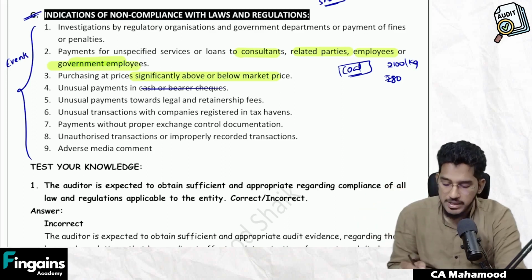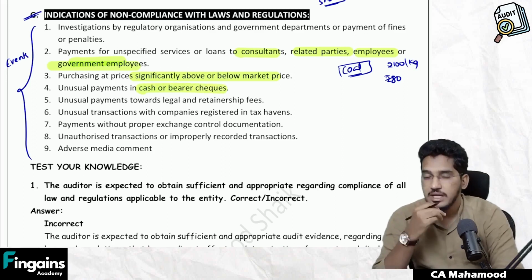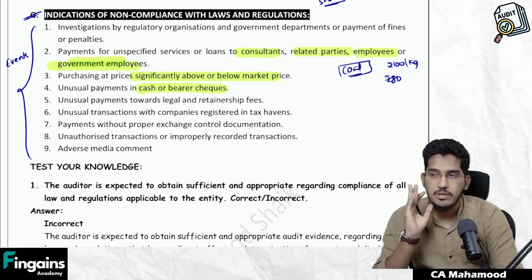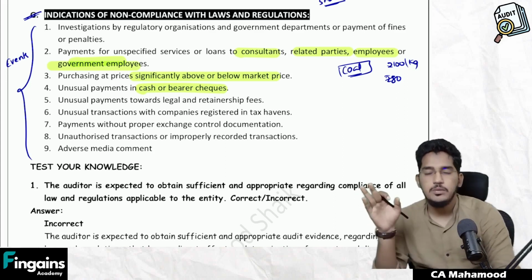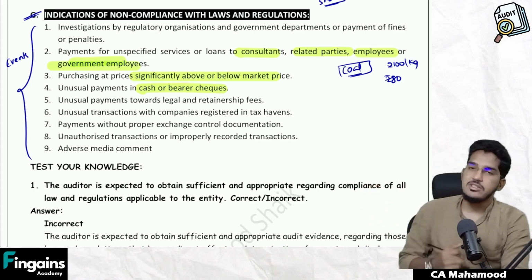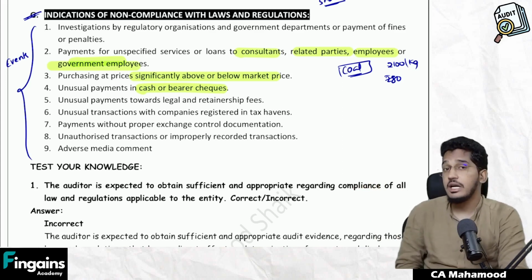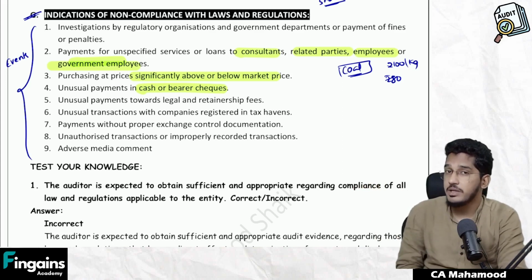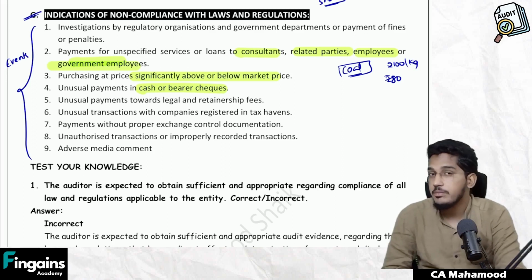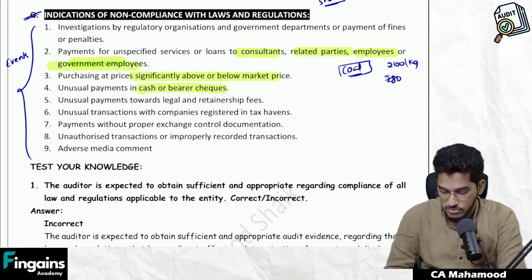Unusual payments in cash or bearer checks. You are able to find huge amount of cash payments, huge amount of bearer checks. For example, if you are making more than 10,000 rupees of cash payment, Income Tax Act will disallow that payment, will disallow that expense. And generally, to the extent possible, companies want to reduce cash payments. Why? Because whenever there is a cash payment, huge amount of frauds will happen. So to the extent possible, company will try to reduce its cash transactions, but still you are able to find in your client company huge amount of cash payments happening. That itself should give you an indication they might be trying to do some non-compliance.